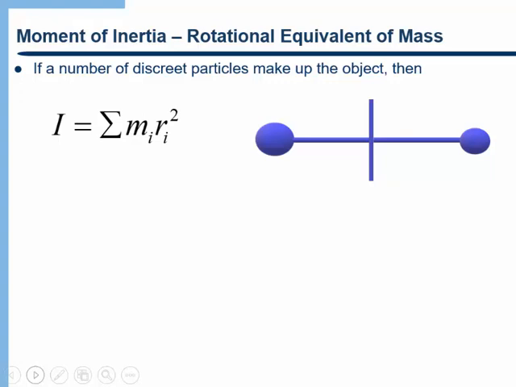Remember that we're trying to understand the rotational equivalent of Newton's second law. And we've said that the angular acceleration is equal to the net torque divided by the moment of inertia. We've now talked about what we mean by torque, so now we have to talk about moment of inertia. Again, think of the moment of inertia as the rotational equivalent of mass.